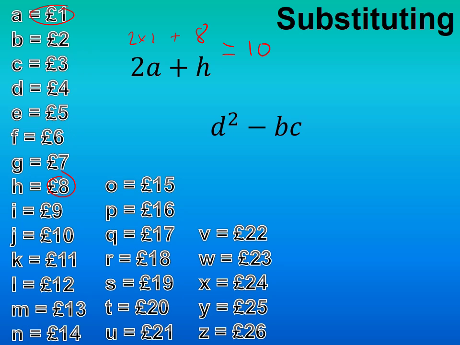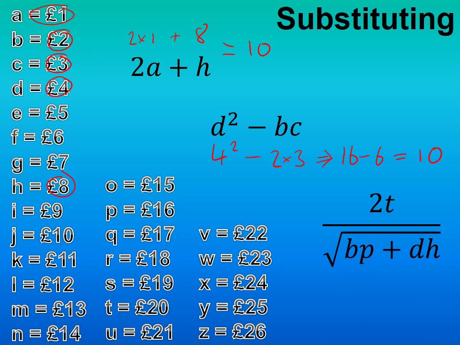D squared minus BC. So I'm going to substitute D. D is 4, so 4 squared. Take away BC means B times C. So that is 2, which is B. C is 3, so it's 2 times 3. That means 16, take away 2 times 3, which is 6, which also equals 10.